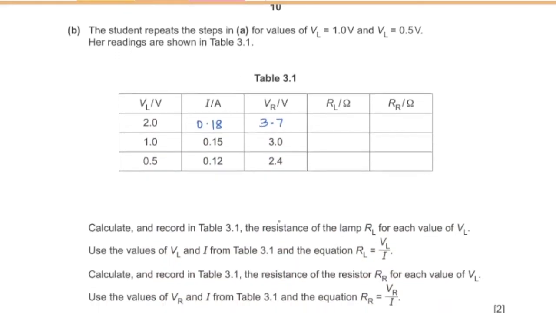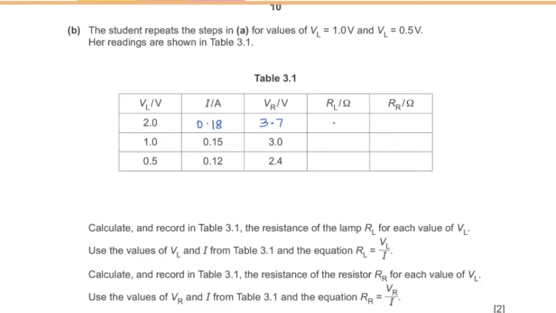Part B, the student repeats the steps in Part A for values of 1 volt and 5 volts across the lamp. Her readings are shown in Table 3.1. Calculate and record in Table 3.1 the resistance of the lamp for each value of its voltage.